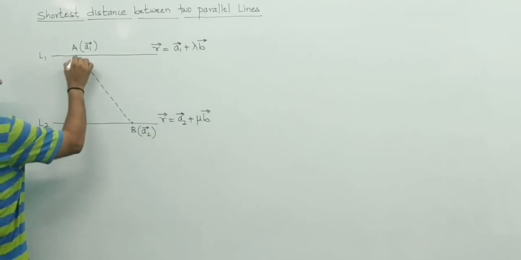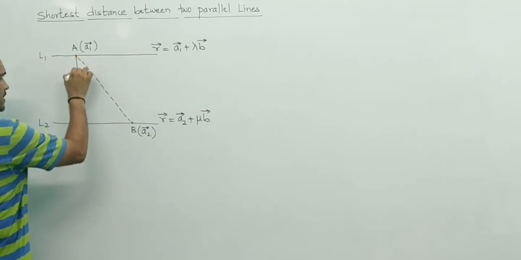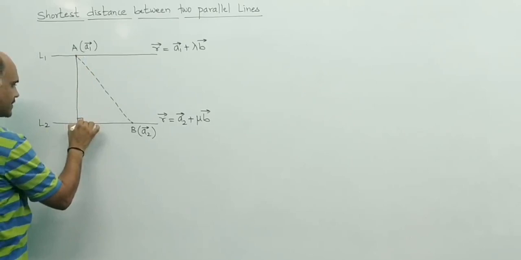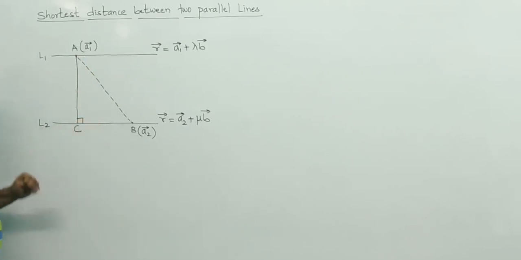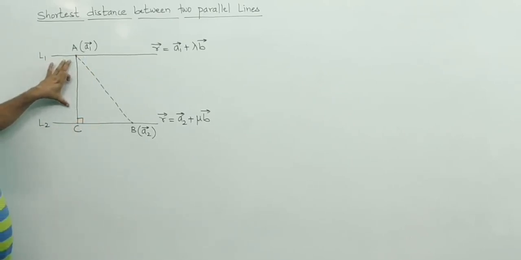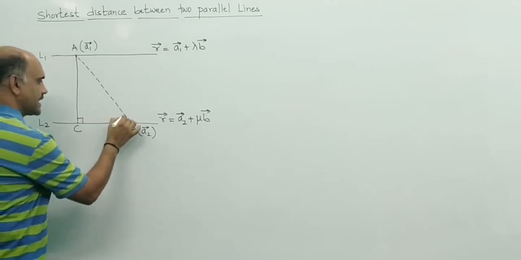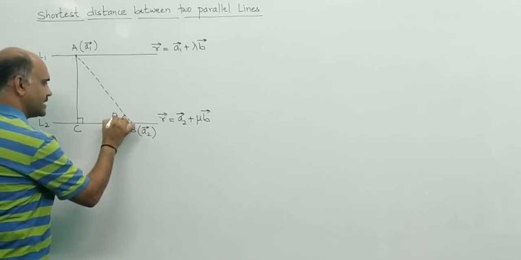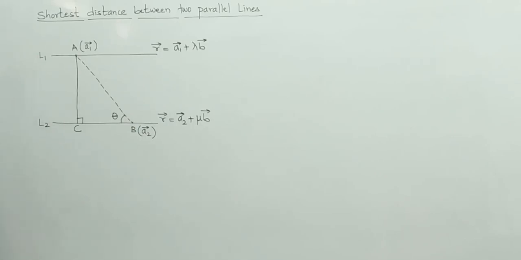So if I draw a perpendicular from A to line L2, this I will take as C. This is the perpendicular distance which we are required to find. So we are required to find the length AC. Let AB be inclined at an angle theta.